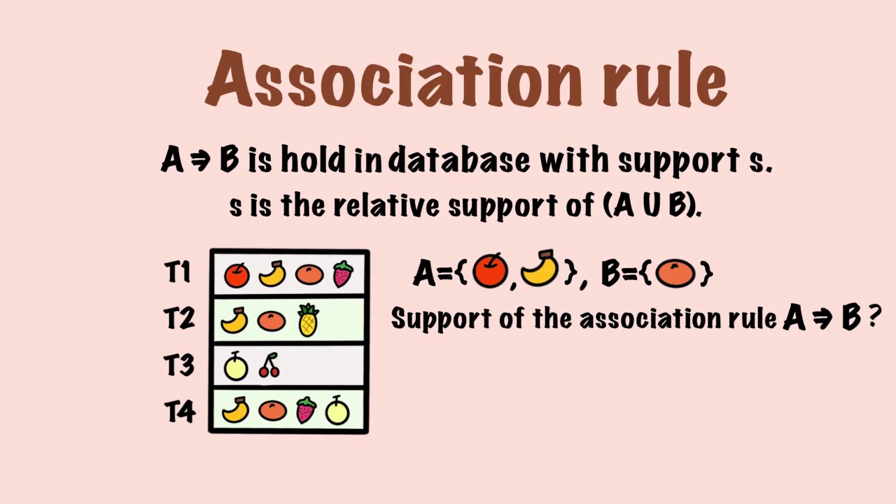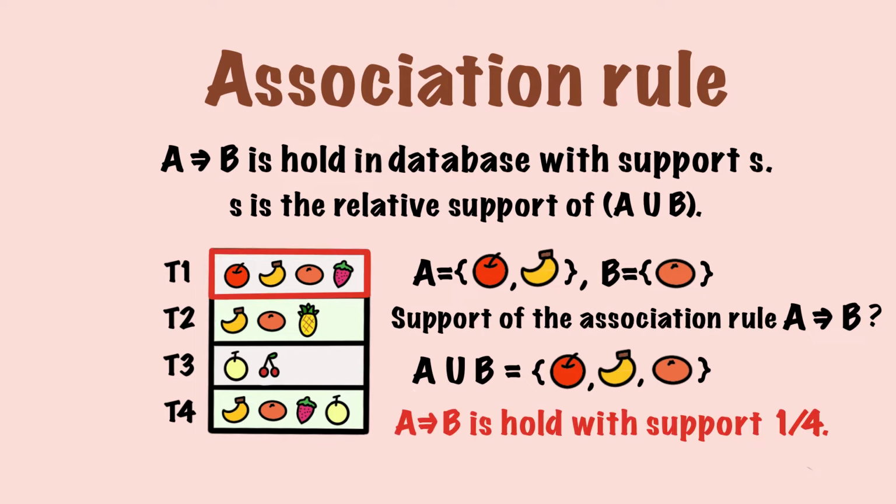For example, we have this database with 4 transactions, and the item set A contains apple and banana, B contains orange. We want to find the support of association rule A to B. The union of A and B contains apple, banana, and orange. Therefore, A to B holds with support 1 over 4, since only one transaction contains all 3 fruits.